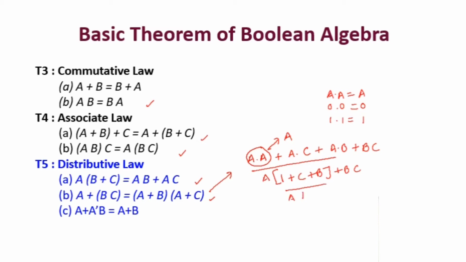So A into 1, this also we have seen in the previous slide, that something multiplied by 1 remains unaffected. So this becomes A plus BC. Okay, so this is the proof for this distributive law. This A plus BC is identical to my left hand side.